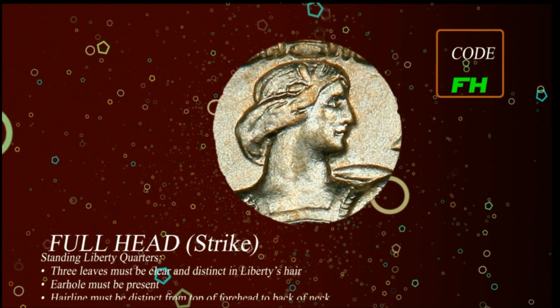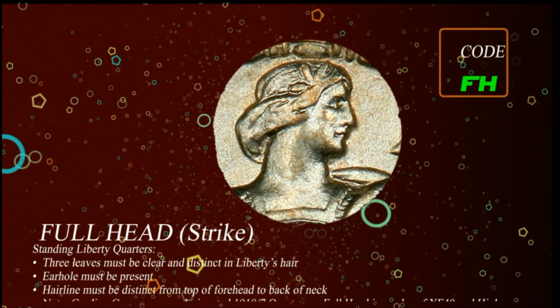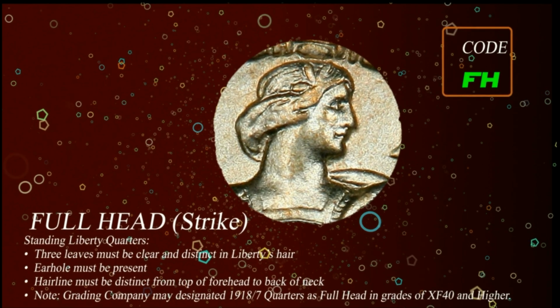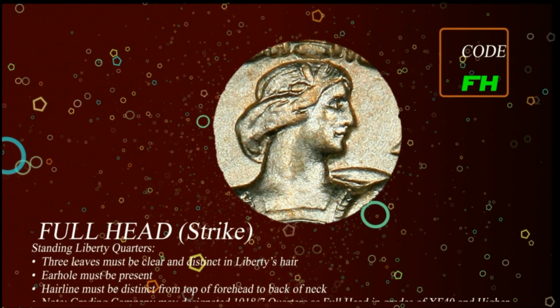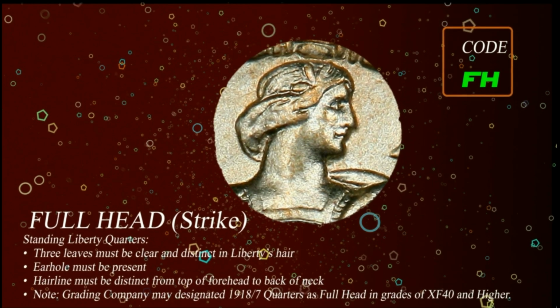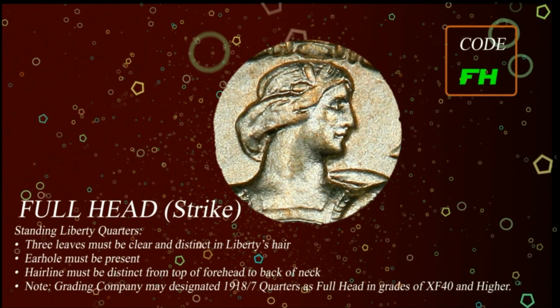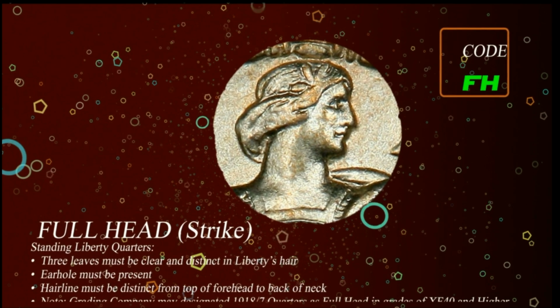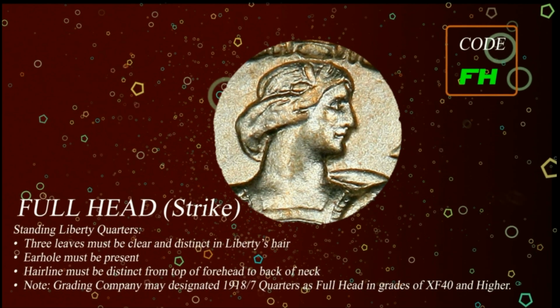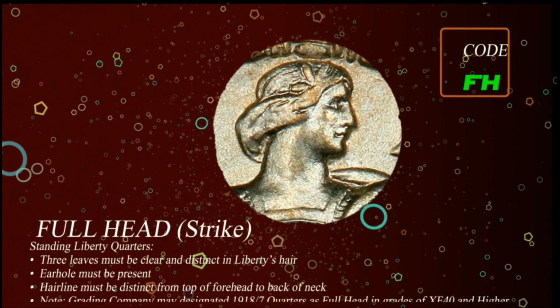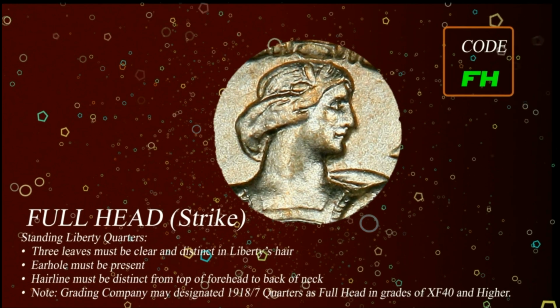Code FH. Full head strike. Standing Liberty quarters. 3 leaves must be clear and distinct in Liberty's hair. Ear hole must be present. Hairline must be distinct from top of forehead to back of neck. Note: grading company may designate 1918/7 as full head in grades of XF40 and higher.